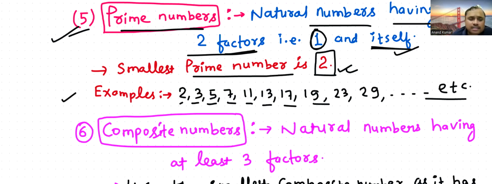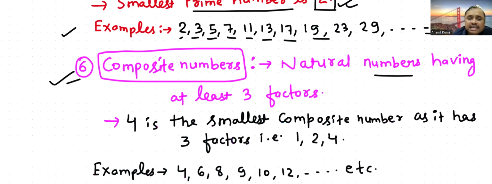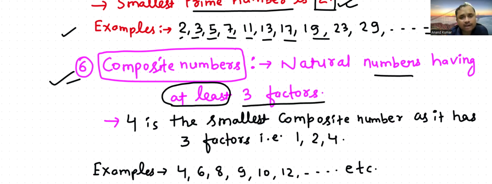Okay, the next category is composite numbers. These are also natural numbers, and they will have at least three factors. It means they can have four factors, they can have five factors as well, but not less than three. Four is the smallest composite number and it has three factors.